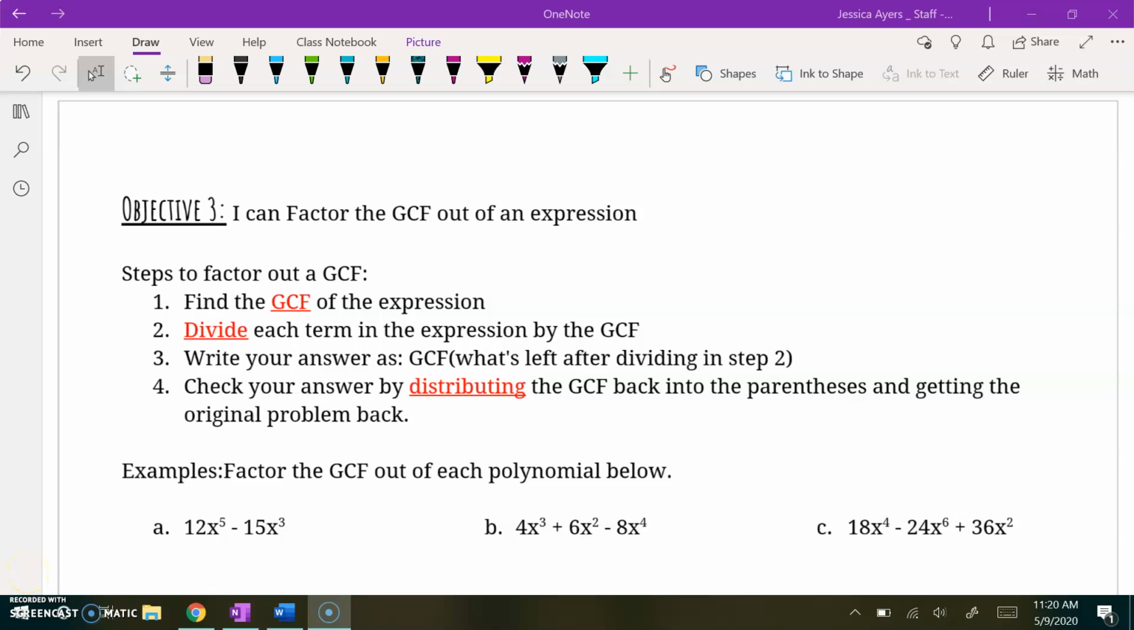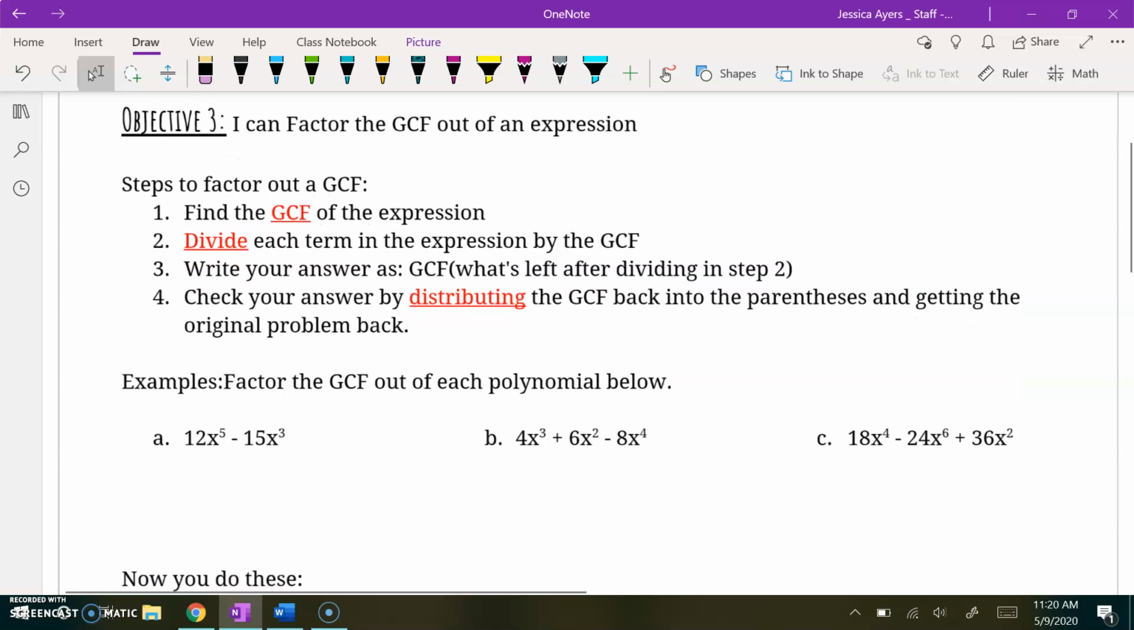Right, so in the last three videos, you have looked at how to factor numbers, how to find the GCF of numbers, variables, and expressions. Now we're going to take it one step further and do objective 3: I can factor the GCF out of an expression. So the steps will be very similar to what you've been doing.